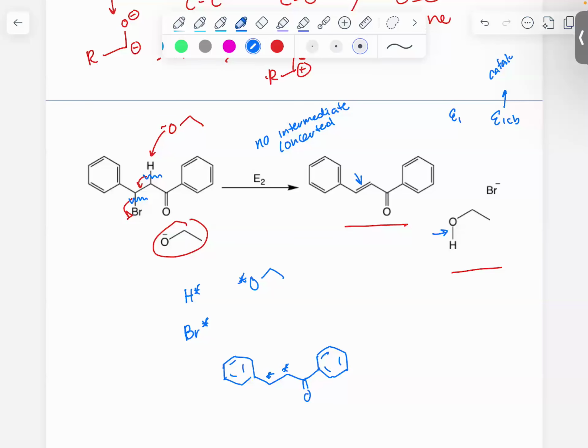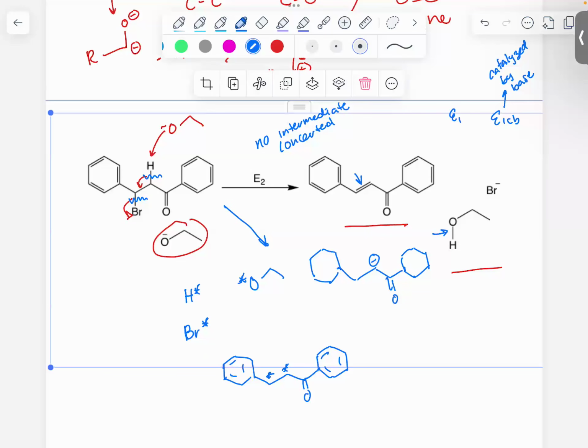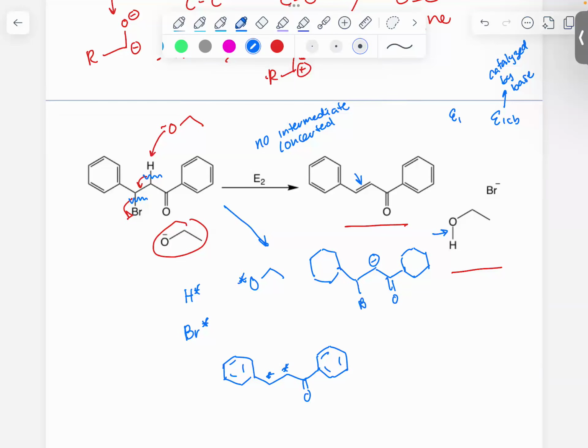It's catalyzed by a base. But because it's E1, you will still see the formation of an intermediate. But it just means that you are starting with a base. So an intermediate means like I would do a big arrow and then draw something like this.